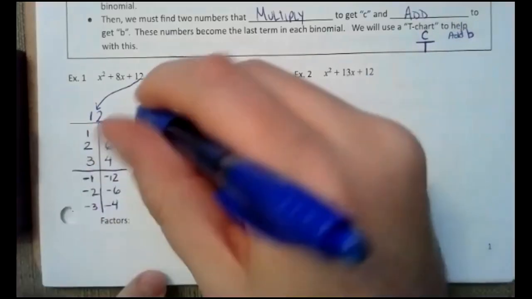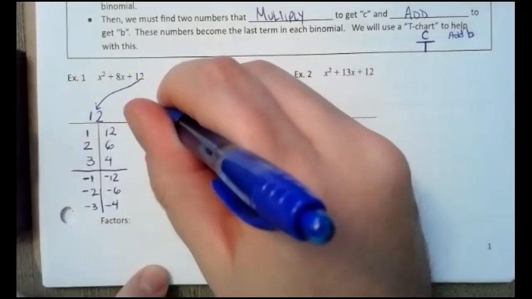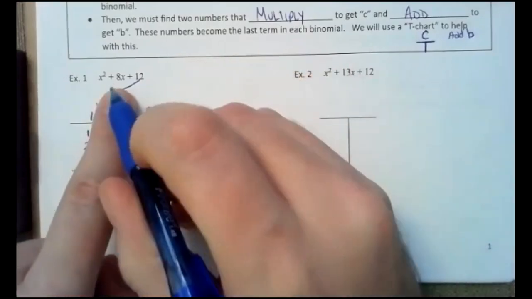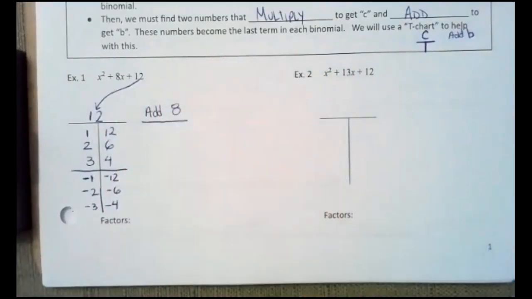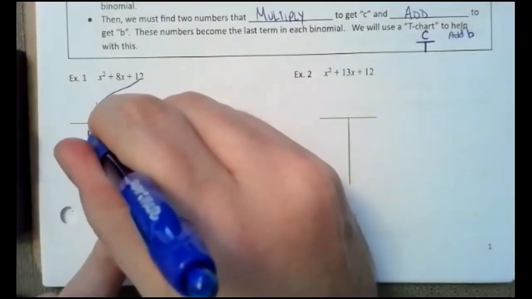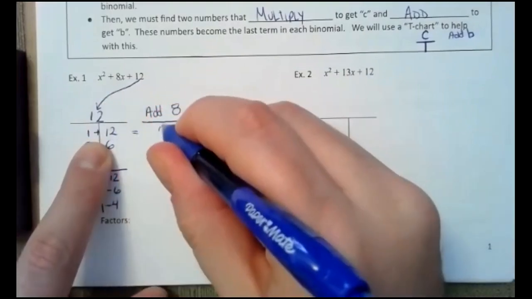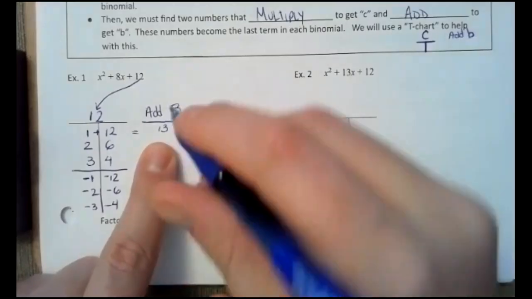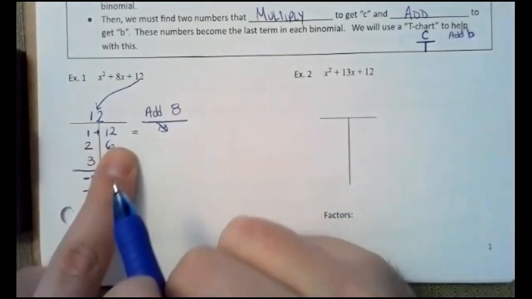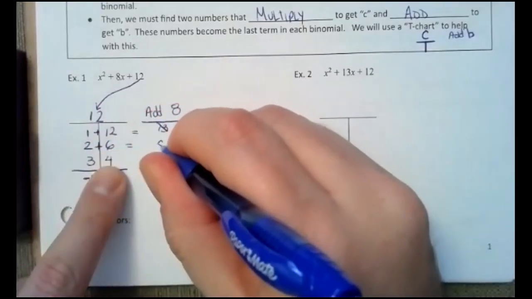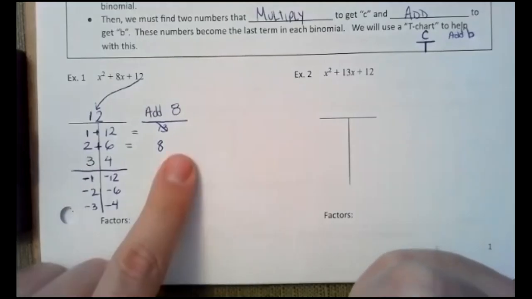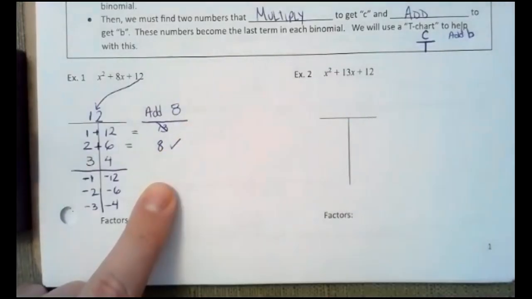So I want to add all these numbers. I want a sum to make the middle number 8. I'm looking for 8. That's the goal. The goal is to make it 8. So we're going to add these terms together. 1 and 12 make 13. Is 13 8? No. This is not the right pair of numbers. Let's go with 2 and 6. Add them together. Do they make 8? Yes. That's what we want. This is the pair that works.